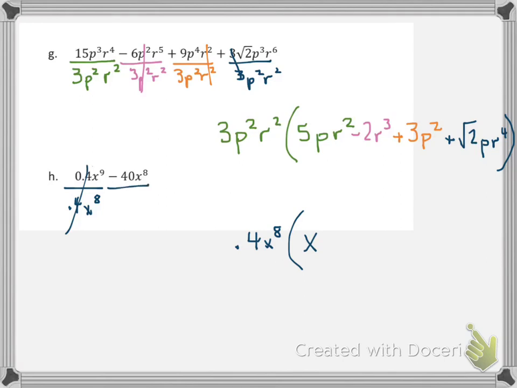Second term, I'm going to divide by 0.4 x to the 8th. So I've got a -40 divided by 0.4. -40 divided by 0.4 is 100. And it's negative, so that's a -100. The x to the 8ths cancel out, so that is my factored expression.